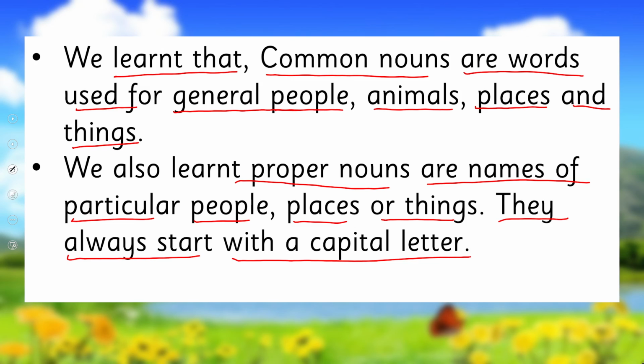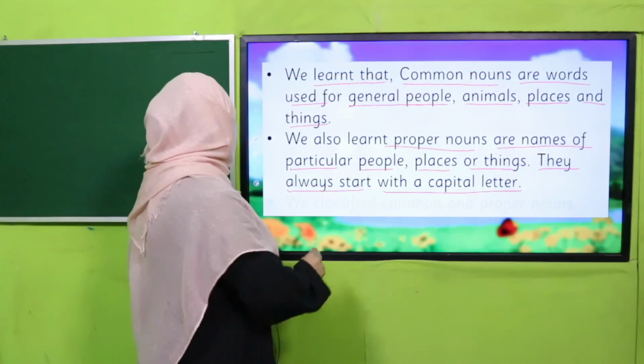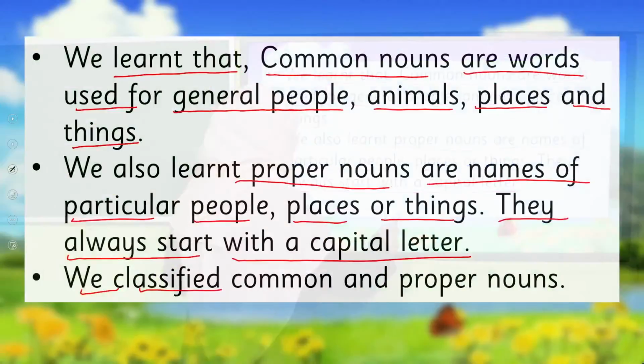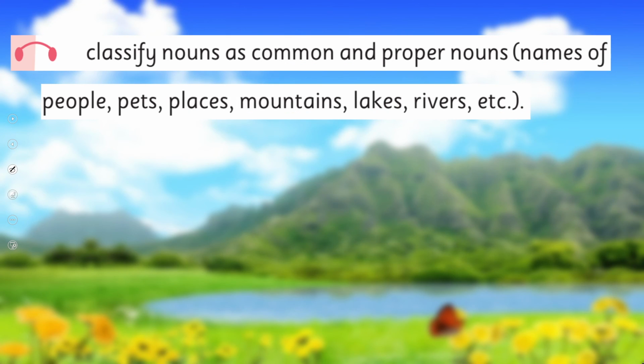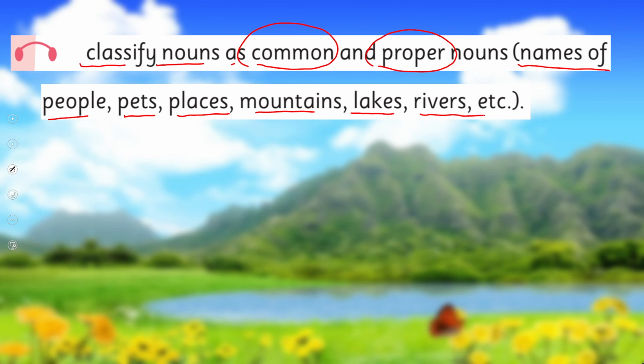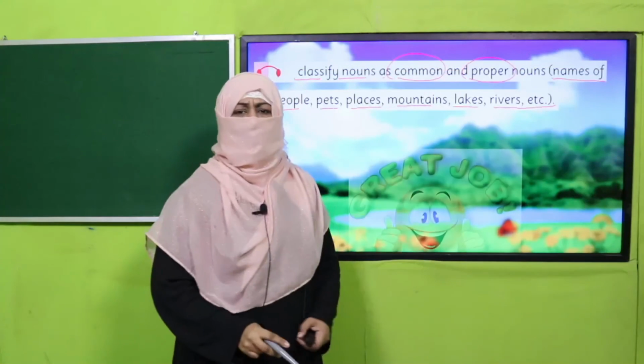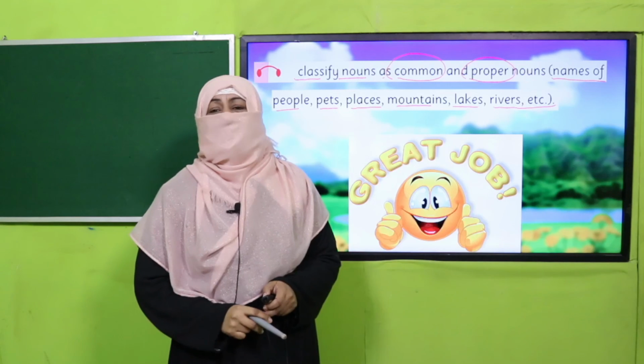And then we classified common and proper nouns. In this way, we achieved today's SLO, that was to classify nouns as common and proper nouns, names of people, pets, places, mountains, lakes, rivers, etc. Are we done with it? Yes, that's it for today.